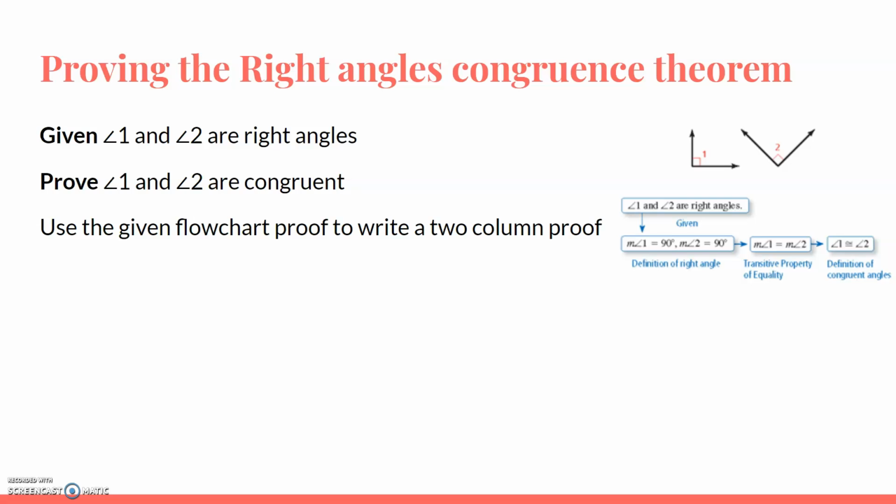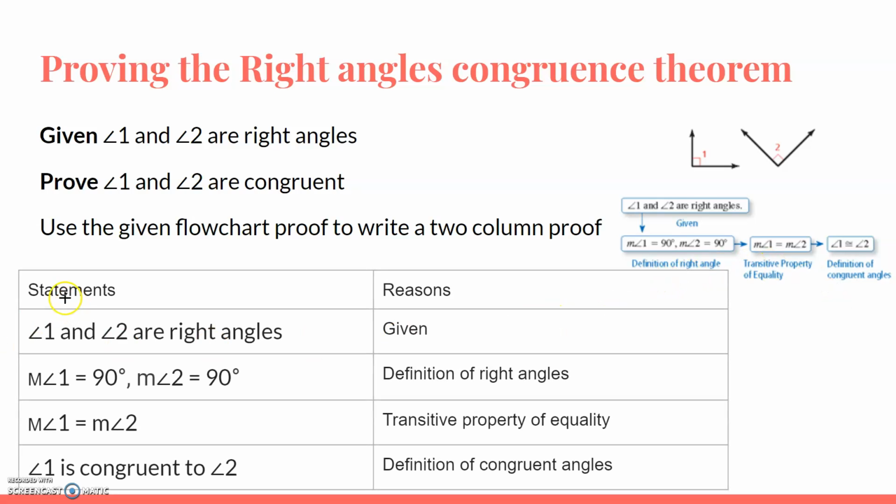Okay, so now that you're back, let's start with the two-column proof. First, let's split it into our statements and reasons. First, we're given that angle 1 and 2 are right angles. That's our given. Next, the measure of angle 1 is equal to 90 degrees, and the measure of angle 2 is 90 degrees. It's the definition of right angles. We're using all the flowchart proof statements for the two-column proof as well. Then angle 1 and angle 2 are equal. That's the transitive property of equality. And then finally, angle 1 is congruent to angle 2. That's the definition of congruent angles. So this is how it would look for a flowchart proof, and then writing a two-column proof based on that.